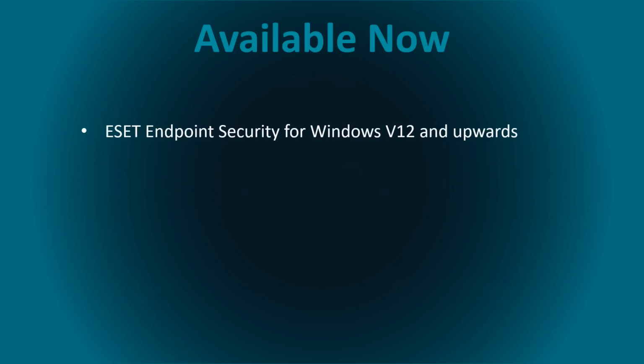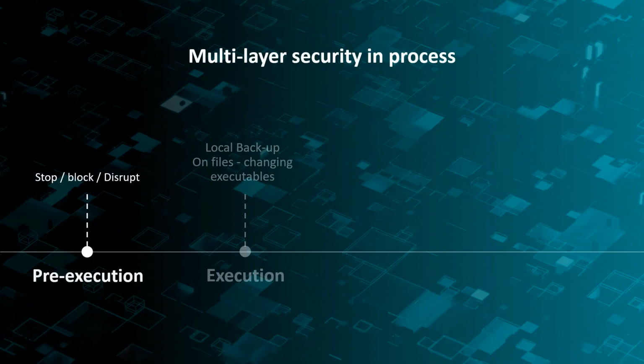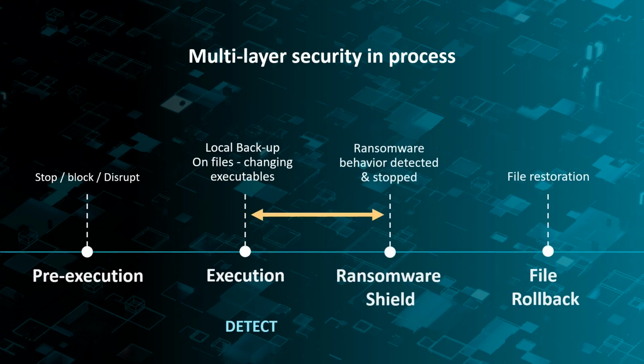Ransomware remediation is available on ESET Endpoint Security for Windows versions 12 and upwards. And to make use of this feature, ensure that you run an update on your ESET protected devices. In this demonstration, we will be highlighting how ESET's ransomware remediation feature is enabled by policy and how it is able to detect, block, remove, and remediate a ransomware attack.